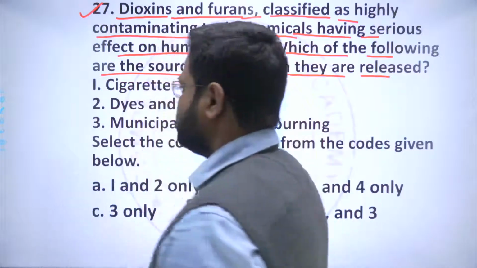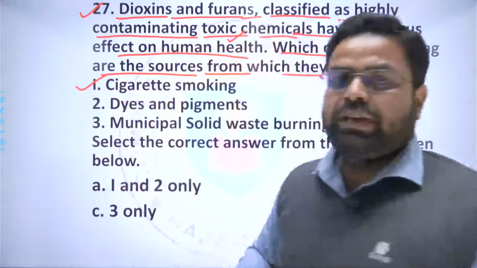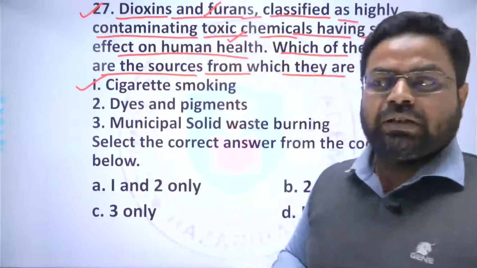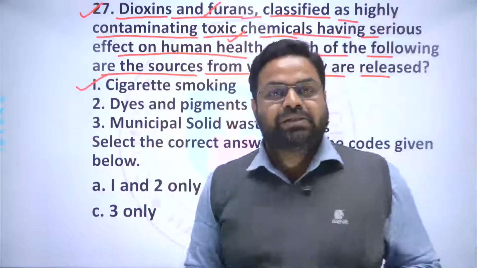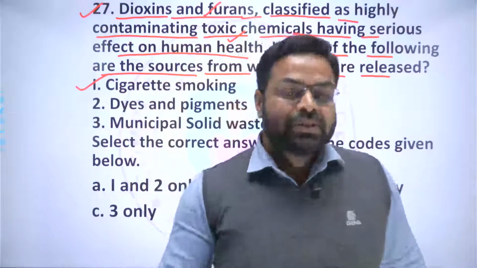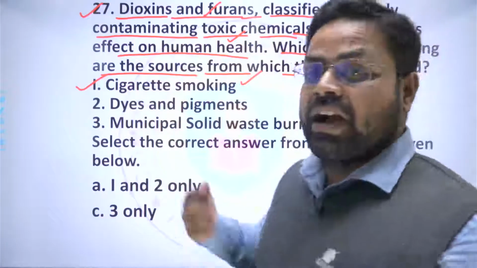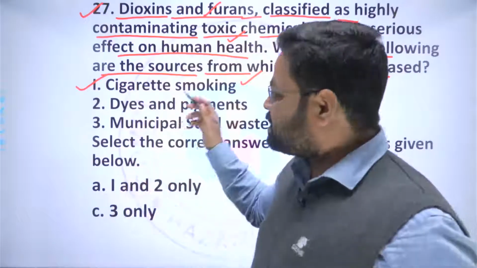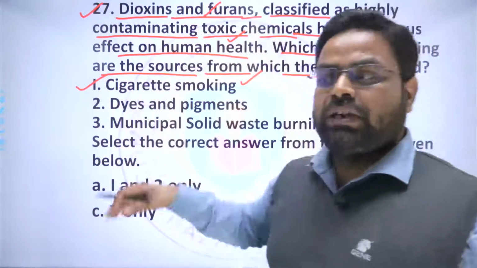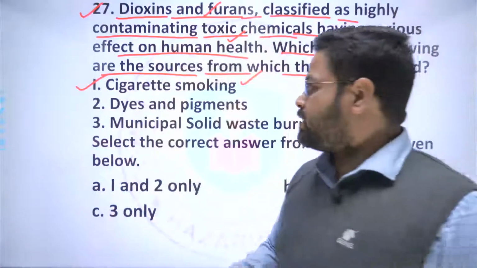Which of the following are the sources from which they are released? And the options are: cigarette smoking. So cigarettes are definitely a source of dioxins and furans, right? Many students will think this might not be there because many students also go on to release their pressure through smoking cigarettes, right? And here it is a carcinogenic gas that is present in cigarettes also, and that is why cigarette smoking is injurious to health, and not only because of this but because of various other factors also involved in cigarette smoking.